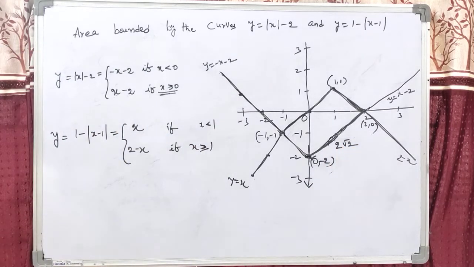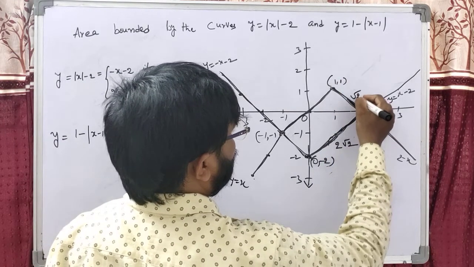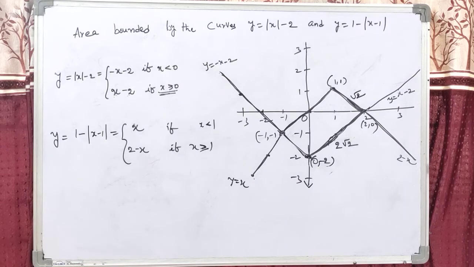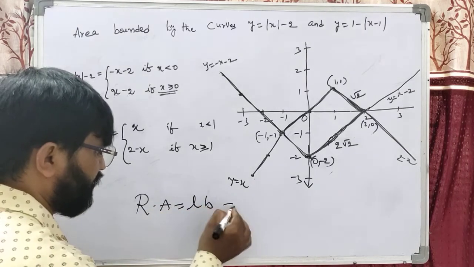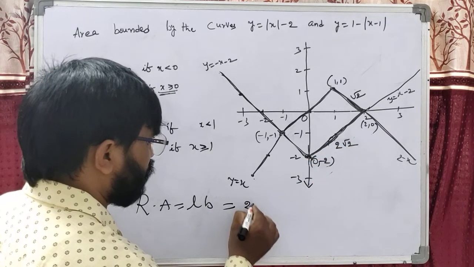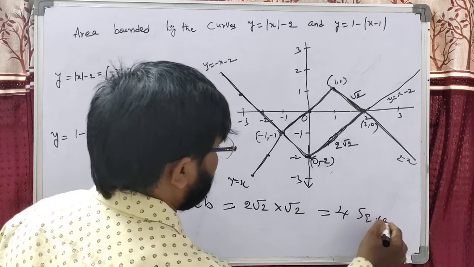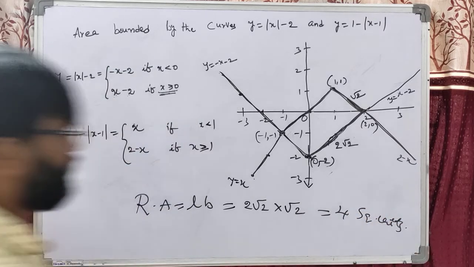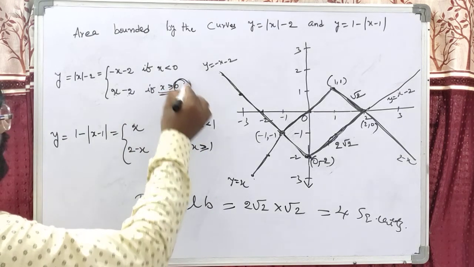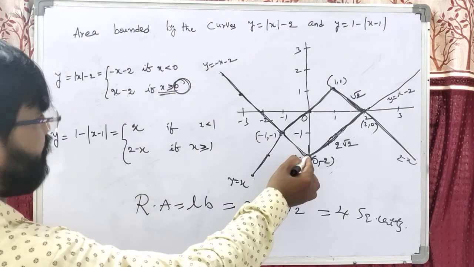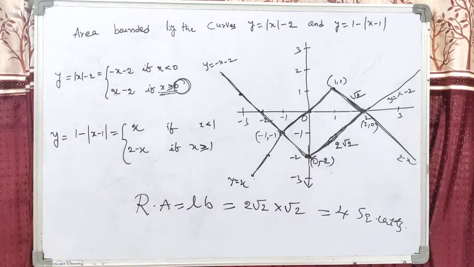Okay students, now this is (2, 0), this is (1, 1). Undoubtedly this is root 2. Now the required area, dear students, is length times breadth: 2 root 2 into root 2 is 4 square units. Write down students. The small mistake is there, so anywhere you can take x equal to 0, this is (0, -2). Okay students.